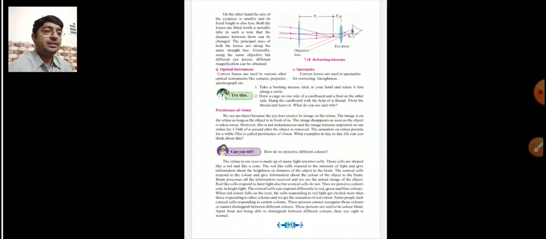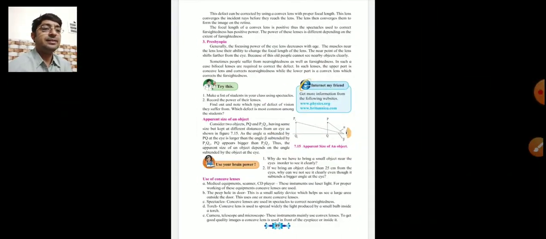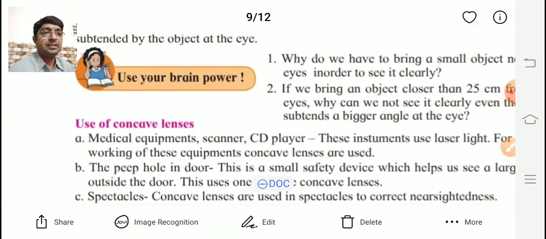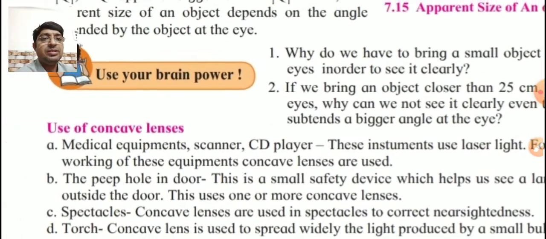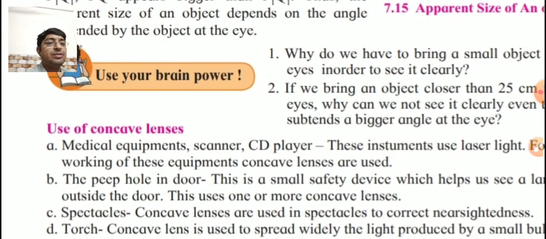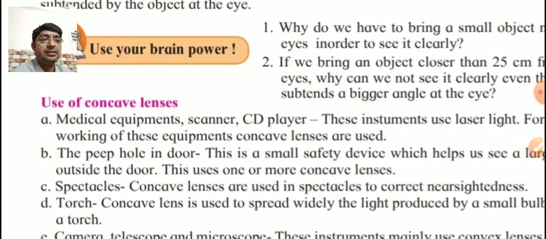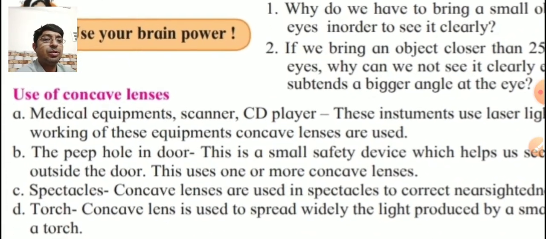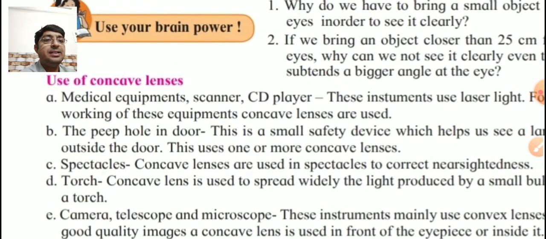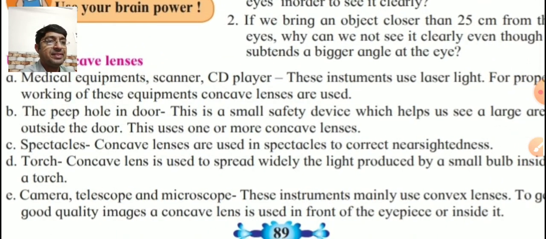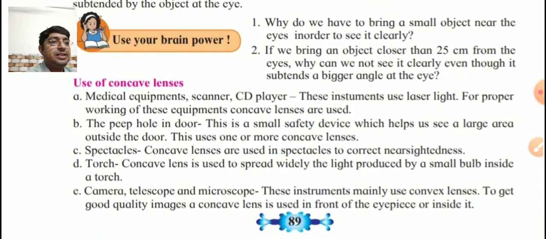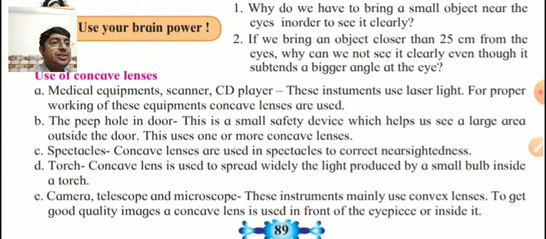Next point is given for us in our textbook. What are the uses of concave lenses? A question is asked here; anyway, questions are asked for 2 marks, 3 marks, 5 marks, or in other patterns. What are the uses of concave lens? The first one, medical equipment, scanner, CD player. These instruments use laser light. For proper working of these equipments, concave lenses are used.